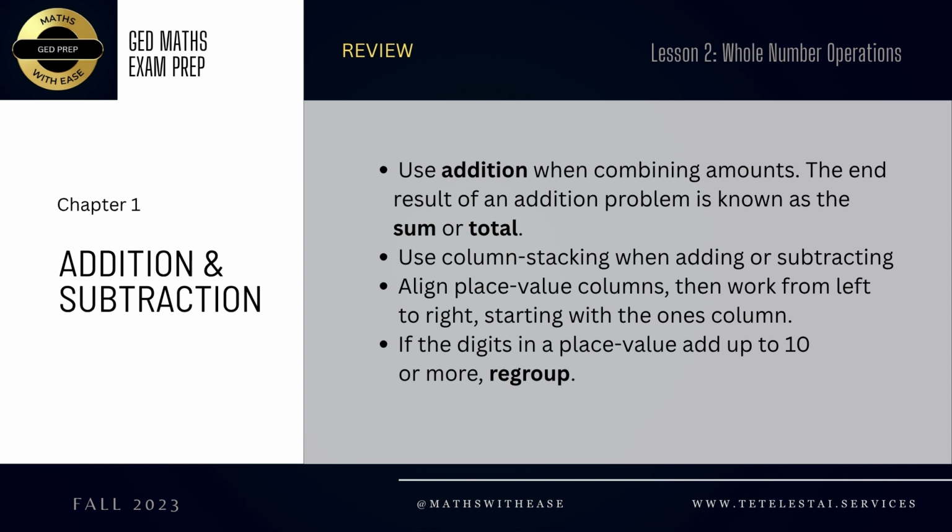So when you're adding, it's helpful to stack your numbers in a column and then be sure to line up the place value columns and then work from right. So on my right, okay. I know it's probably looking like I'm pointing to the left on your side there, but you want to start by working from right to left, starting with your ones column and then proceeding accordingly. And then sometimes the digits in a place value column, if they add up to 10 or more, you want to regroup when that happens. And we saw examples of that, and we'll go over that.